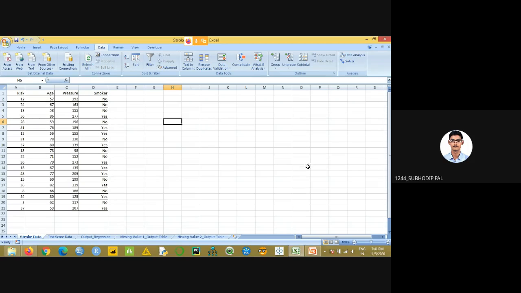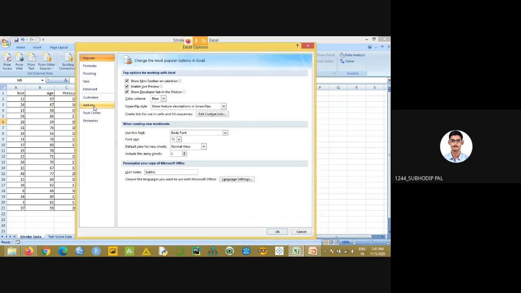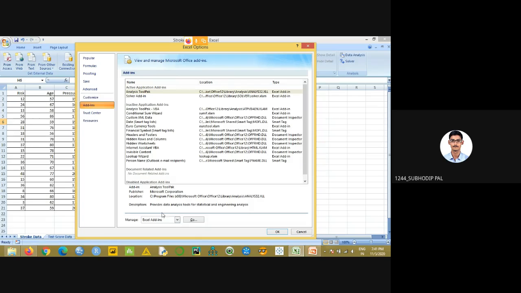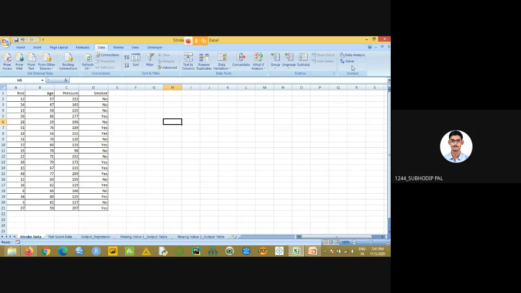You can add it. I'm using Excel 7, so I can add it. I'll go here and there is the Excel option, and I have add-ins over here. Whatever I record, Solver and Analysis ToolPak, these two are actually essential to run any kind of analysis using Excel. This Analysis ToolPak will help in getting the regression function. I have already added it, and I will press OK, so it will be added over here.